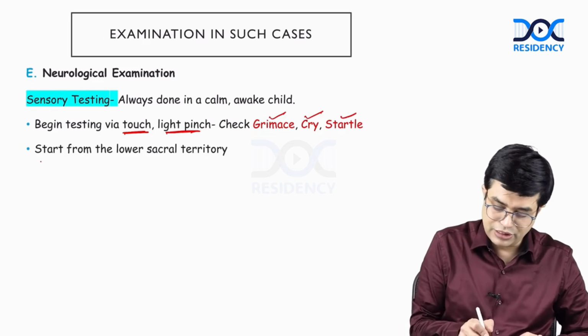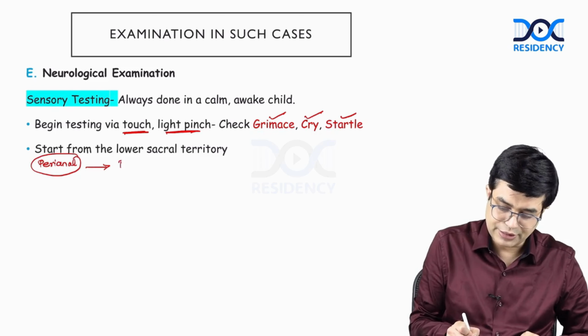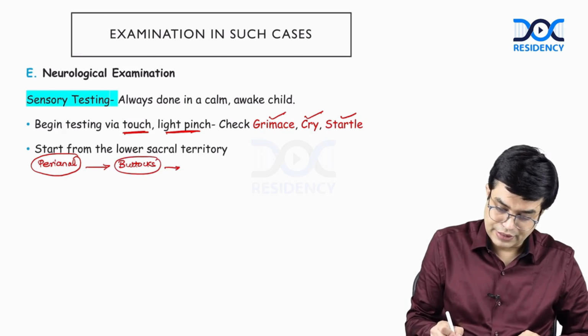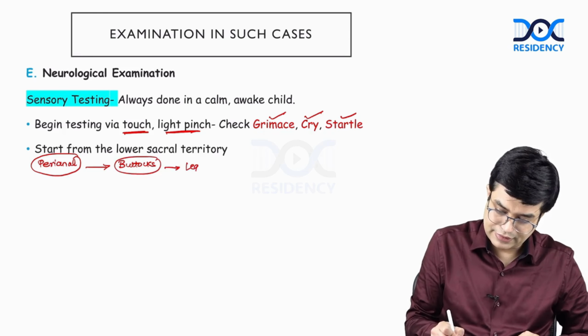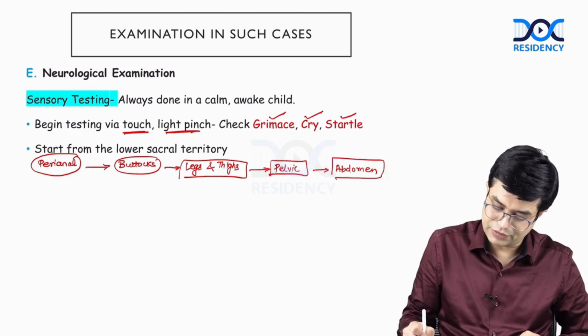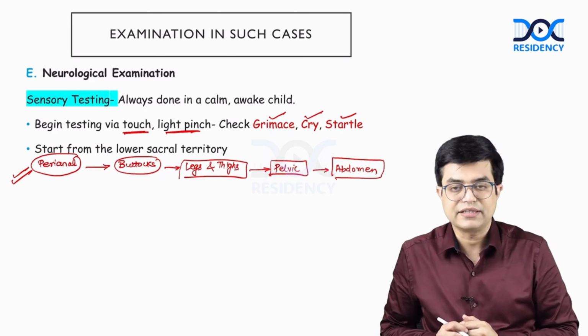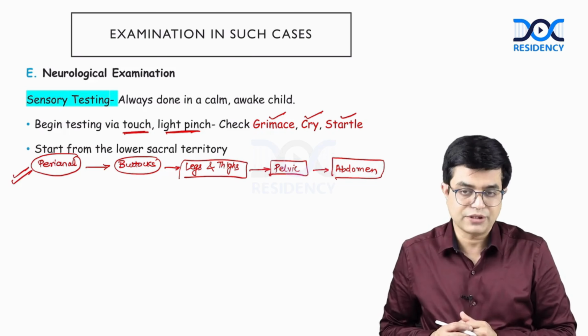So where do you start initially? First of all, you will be starting from the perianal region. First, check sensations in the perianal region, then check sensations in the buttocks, then check sensations in the legs and thighs, then you check sensations in the pelvic region, and then you check sensations in the abdomen. So this is the way that you are going to proceed when you are checking for sensory testing in such a neural tube defect patient.